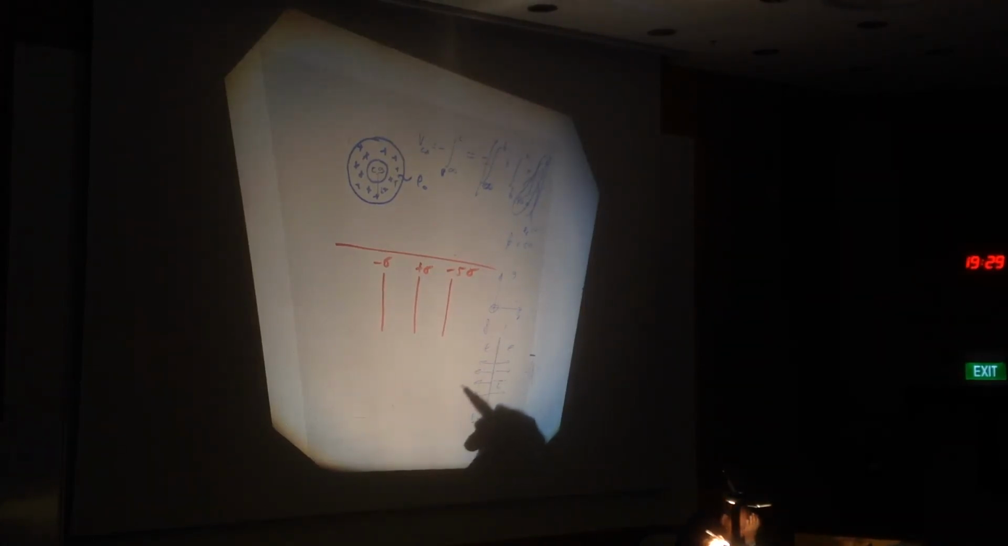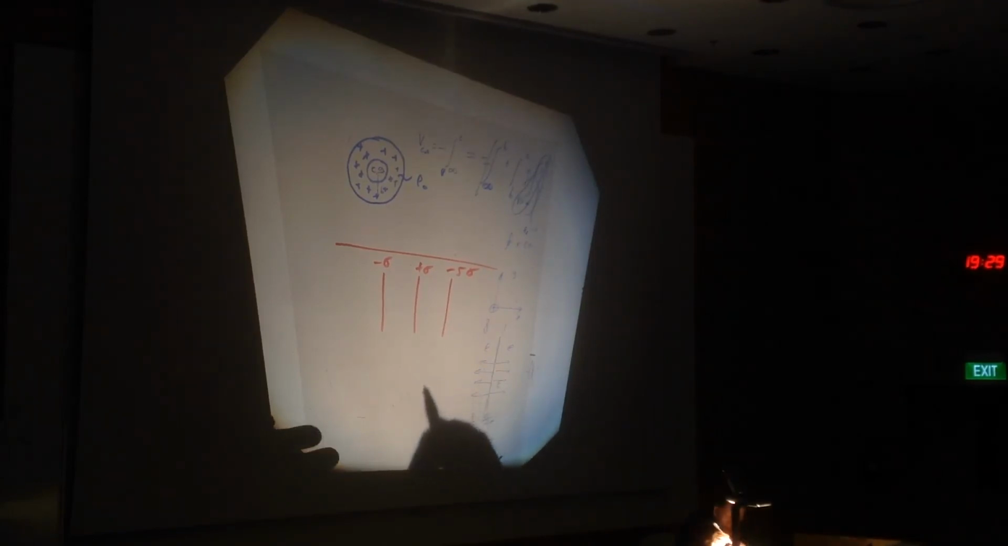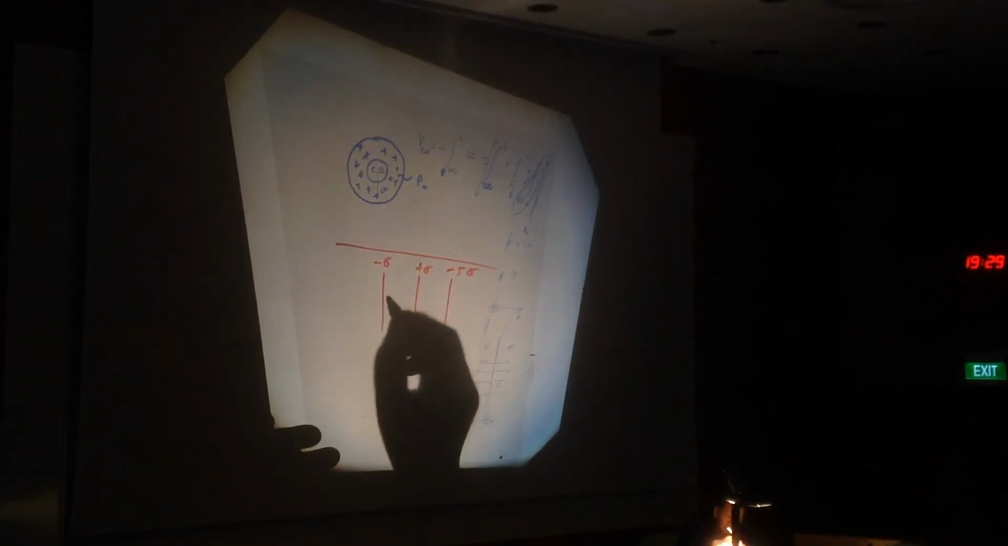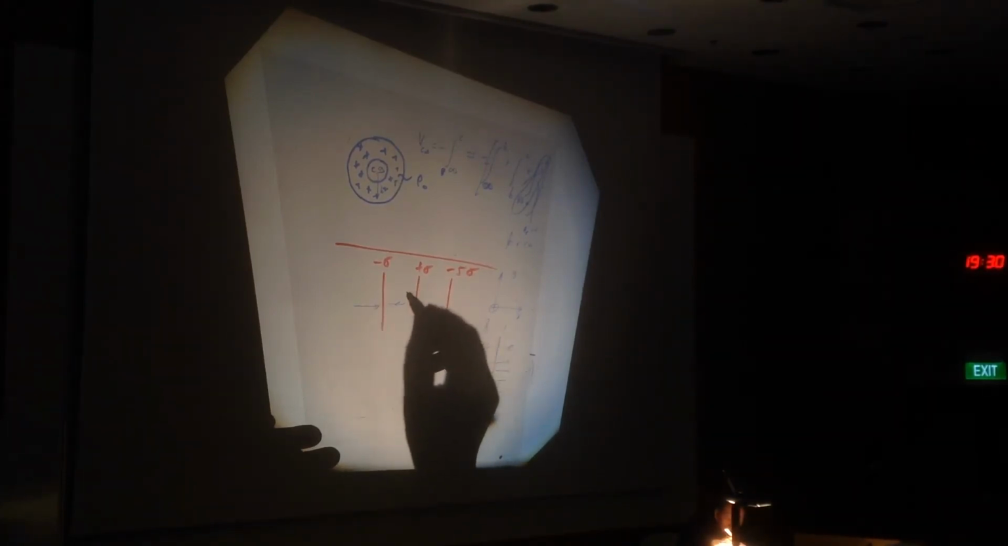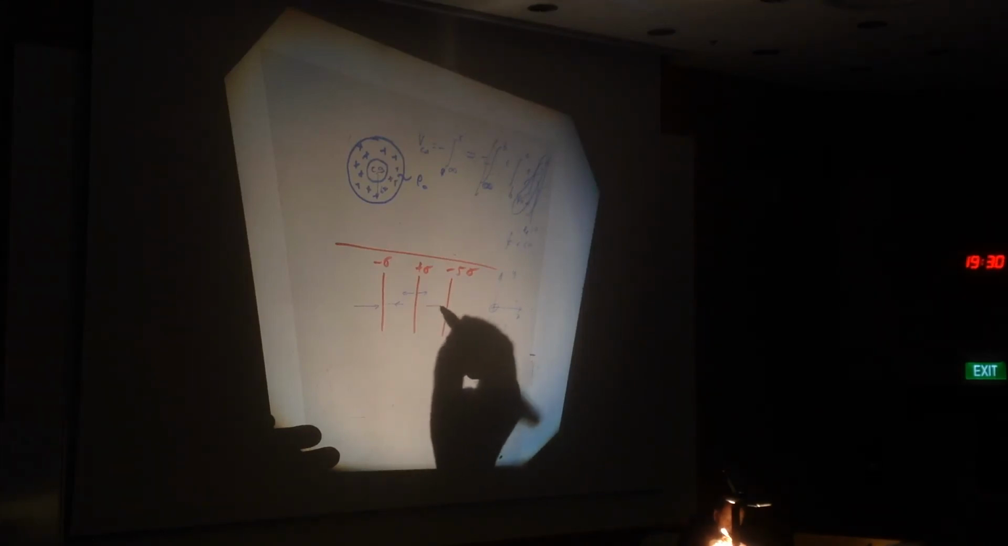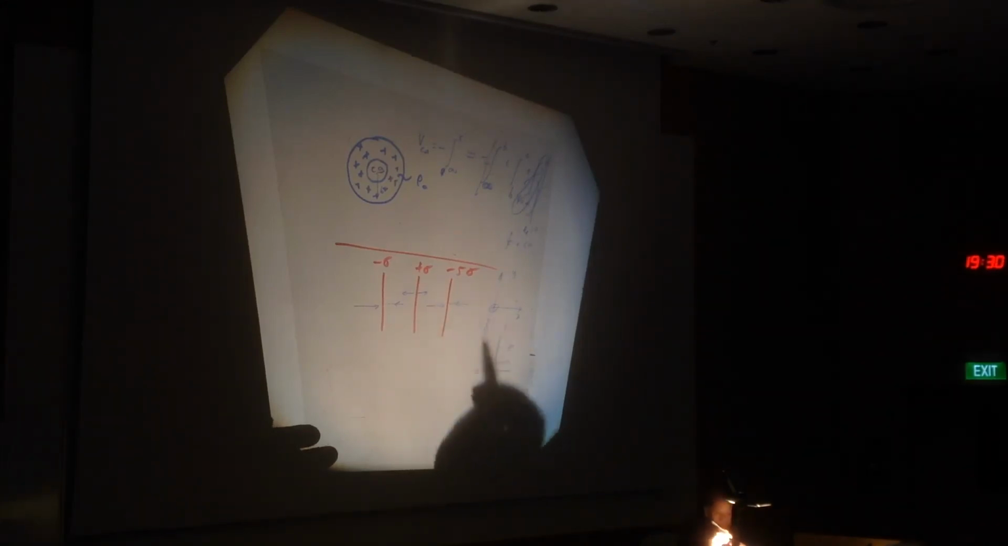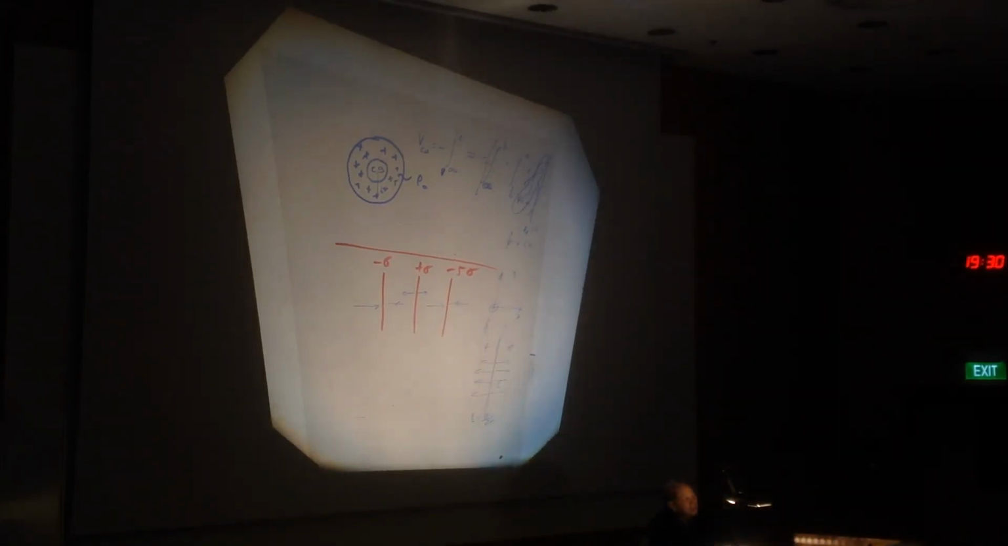So there are many ways of doing this problem. The solution I gave you goes like this. For the negative charge, the electric field must go this way. Positive, it must come out. Negative, go this way. Negative, go this way. And then I proceed, I use superposition.